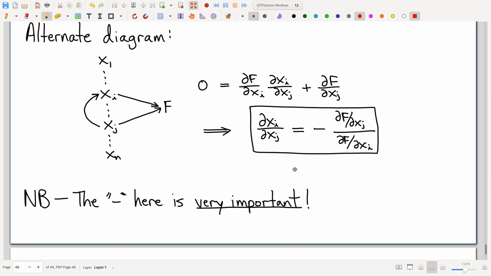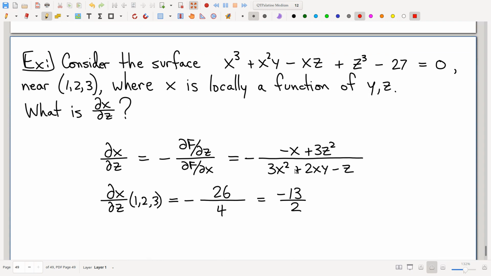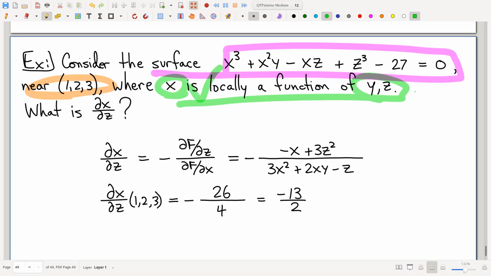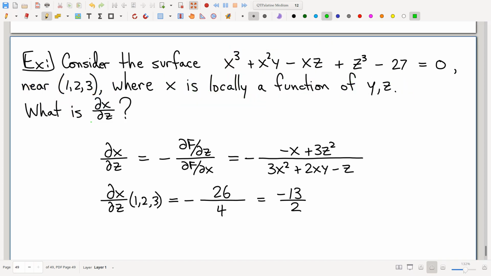All right, so let's do the calculation here. Y'all will recall we looked at this example previously. We were interested in this surface. We were looking near the point 1, 2, 3. We've already established that x is locally a function of y and z. We did that in the previous example. X being as it is a function of y and z, I can talk about its partials. And so let's ask the question now, how would I compute that partial?